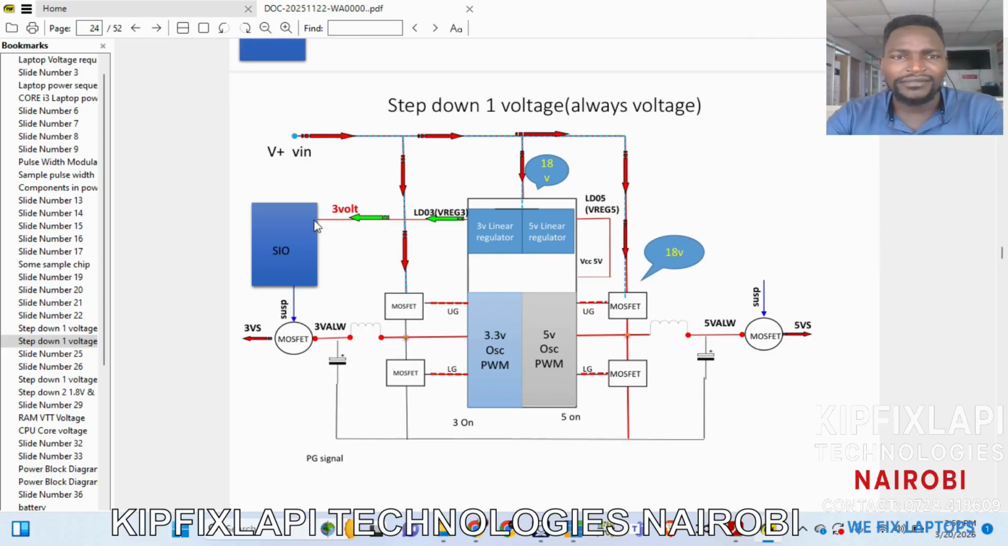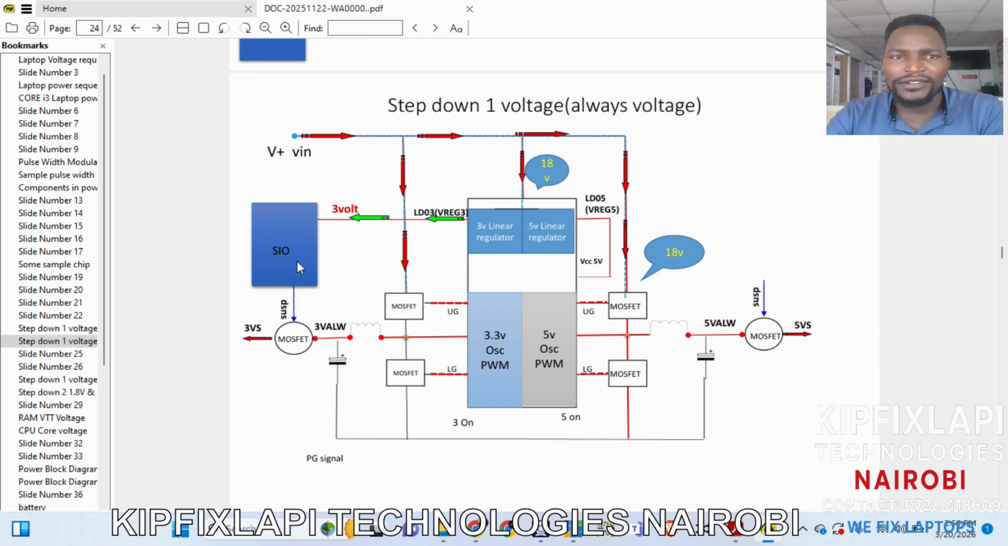These are exactly the same. As you can see, you have the voltages coming in. This is the same diagram as the other one. You have the voltages coming in towards here, received by this MOSFET, and the same case received by this one. Then the 3 voltage linear generates the LDO3, and that LDO3 is sent towards the super IO.